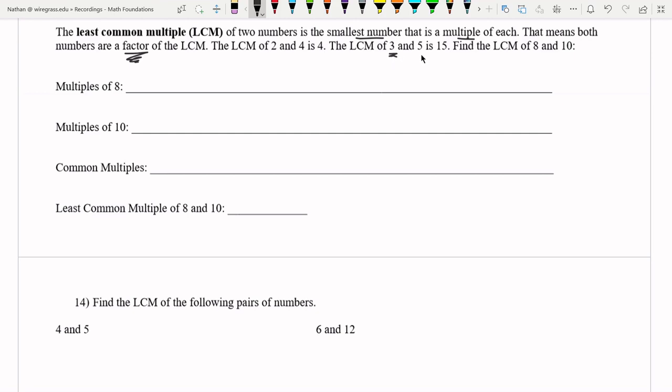The least common multiple of 3 and 5 is going to be 15. Again, 3 can divide 15, 5 can divide 15, and it's the smallest number that they can do that.